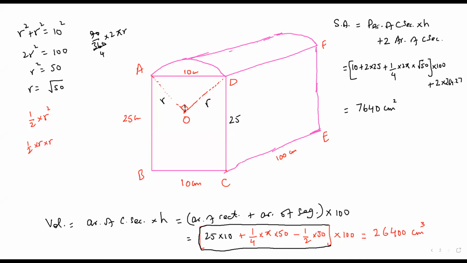But just remember that the surface area of a prism is, you have to find the perimeter of the cross section times the height plus twice the area of the cross section. I hope I have made it clear to you people how to find the volume and surface area of a prism.